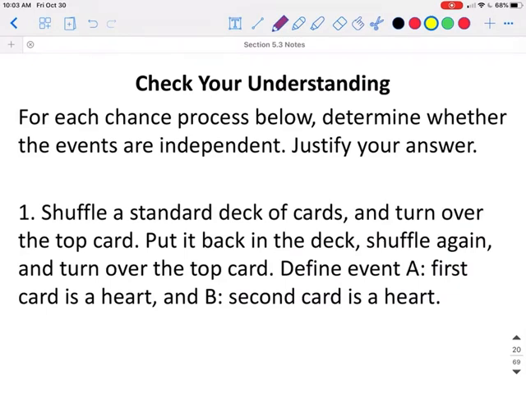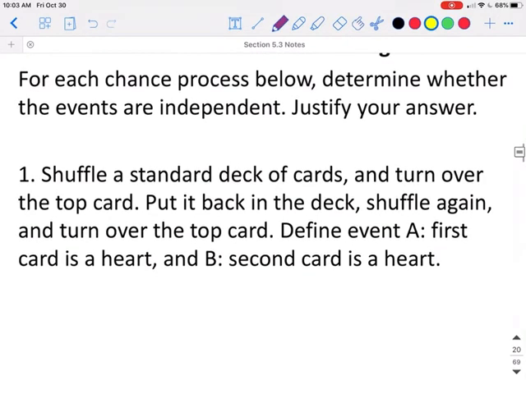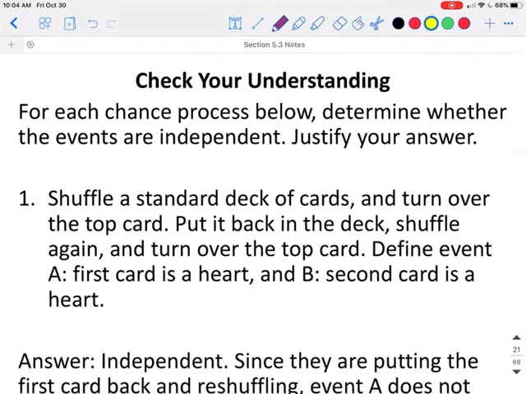So for each chance process below, determine whether the events are independent. Justify your answer. Shuffle a deck of cards and then turn over the top card. Put the card back in the deck, shuffle again, and turn over the top card. Event A is the first card is a heart. Event B is the second card is a heart. Since we're dealing the first card, then putting it back in and shuffling, we are not changing the probability of the second event, and what you dealt for the first card has nothing to do with what you're dealing for the second card. Then these two events are independent.